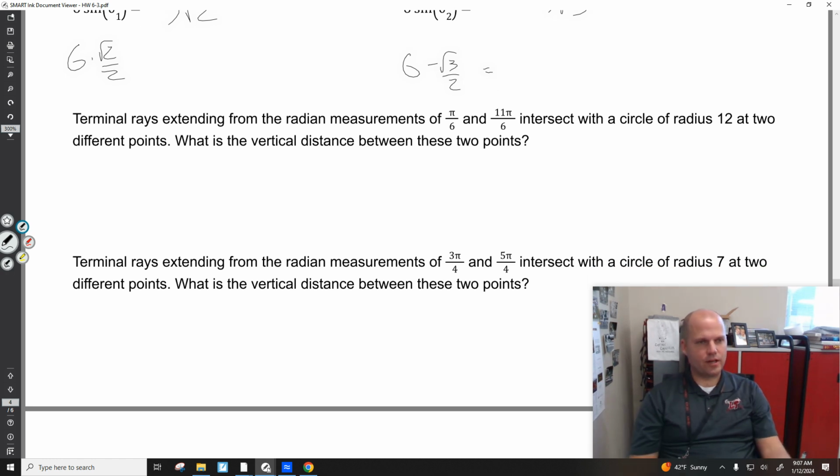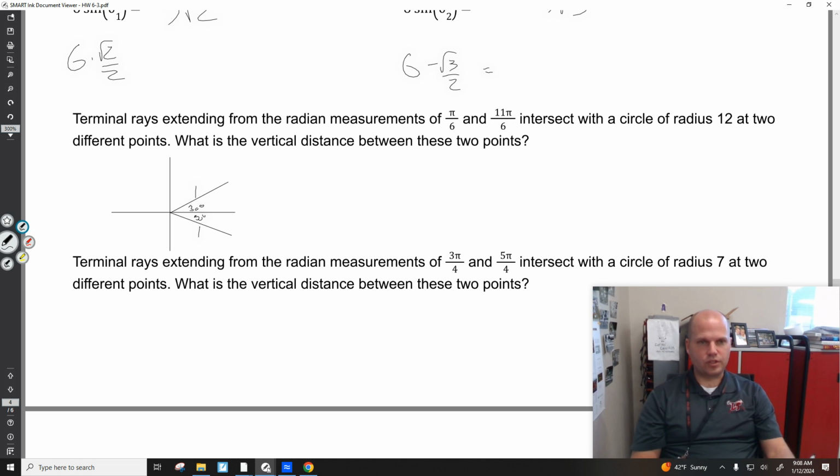Okay, more questions, fun questions, challenging questions, stepping it up a notch, just like the last question. See if you can handle this. Terminal rays extending with a radian measurement of pi over 6, which is 30 degrees, and 11 pi over 6, which is 2 pi minus pi over 6, which also is 30 degrees, intersect with a circle of radius 12. Let's start with 1, and then we'll go from there.